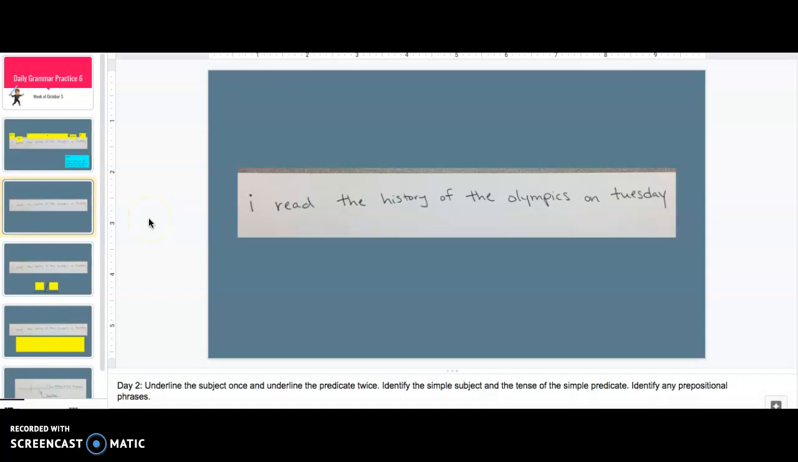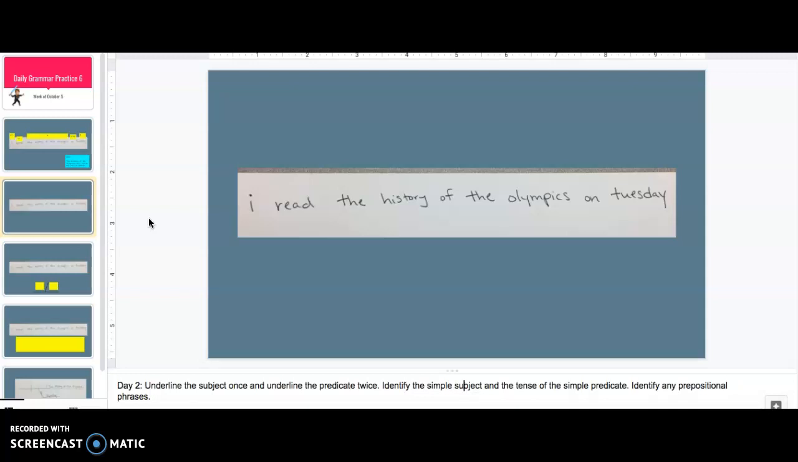Hey you guys, we are on the blue day of our DGP for the week. Remember, the sentence reads, I read the history of the Olympics on Tuesday. So this is the day where we identify the subject, the predicate, and any prepositional phrases that we might have.